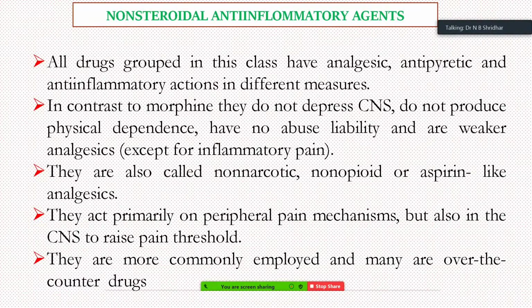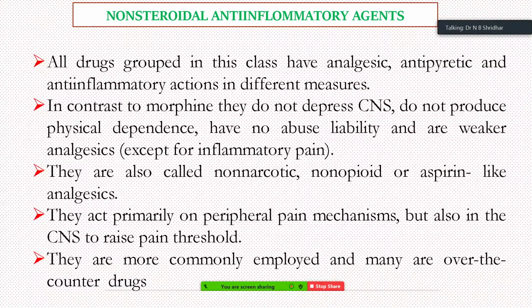So compared to morphine, which depresses the central nervous system, induces sleep and produces physical dependence, meaning the persons get addicted, non-steroidal anti-inflammatory agents are the modern class of drugs which reduce pain, fever and inflammation. So they are also called non-narcotic, non-opioid or aspirin-like analgesics. Aspirin is the first agent in this class. Non-narcotic means not inducing sleep, and non-opioid means they do not belong to the morphine group.